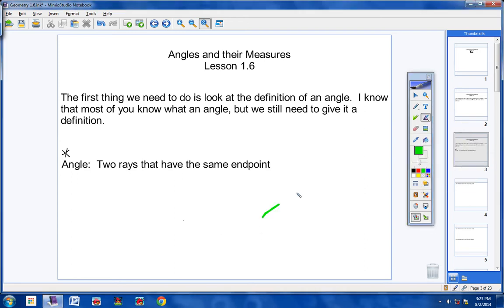Now, when it says two rays that have the same endpoint, it simply means this. It means we have a ray going this way, and we have a ray going this way. There we go. And we say they have a common endpoint because of this right here, okay? And so here's a ray, here's its endpoint, here's a ray, here's its endpoint, and they meet, and thus we have an angle. Now an angle is simply the measurement of the gap between these two rays right here, okay?